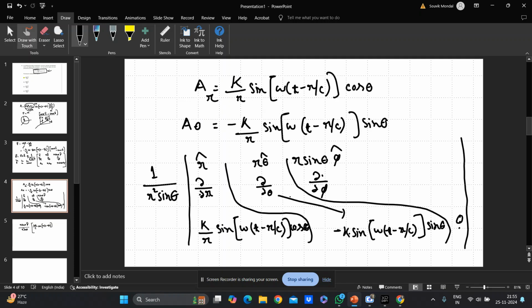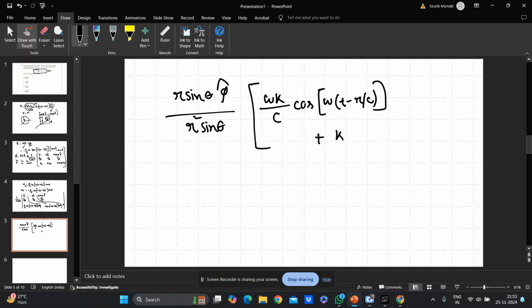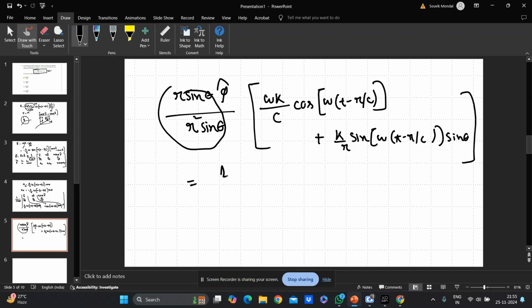And the next term is minus del del theta into this. So del del theta will change the cos theta into sine theta. So plus k by r sine omega t minus r by c into sine theta, cos theta changed to sine theta. But look at this term now. It has 1 by r, and there is something in the bracket with another 1 by r. So the final contribution will be 1 by r square.